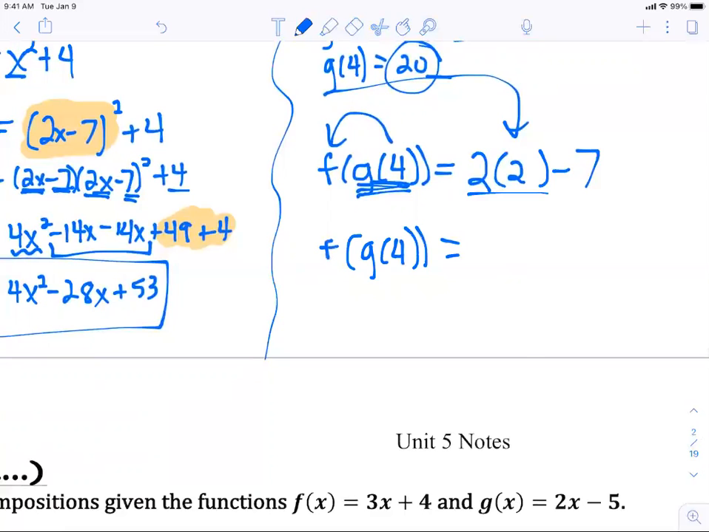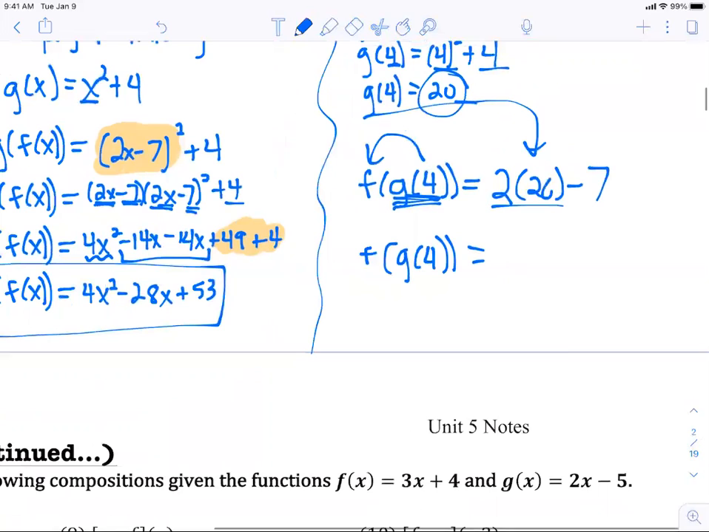So if we're going to finish calculating f of g of 4, 2 times 20 is 40. A lot of numbers. 2 times 20 is definitely 40, minus 7 is going to end up being 33. There we go. We got it eventually, right?